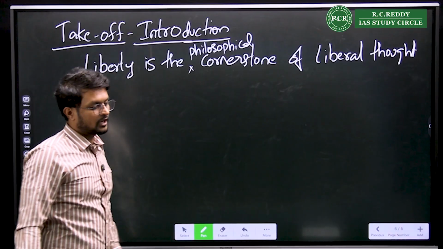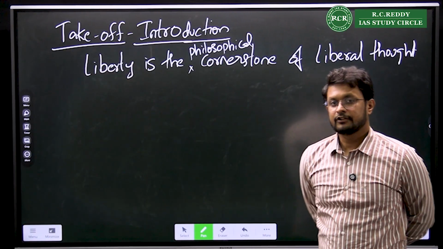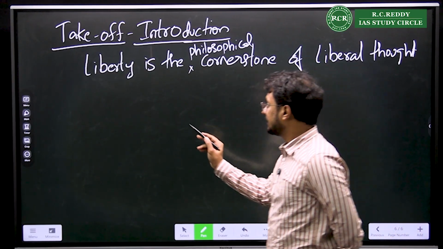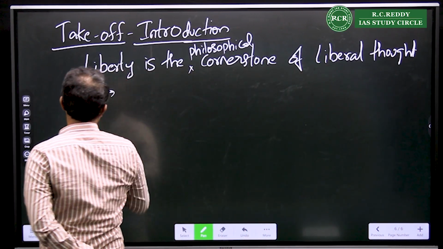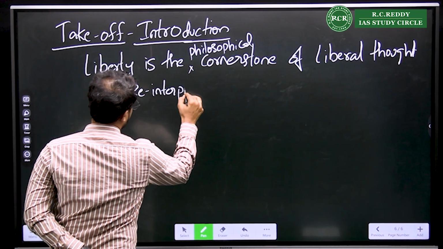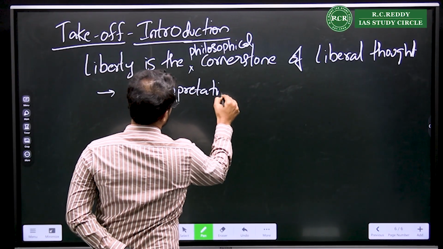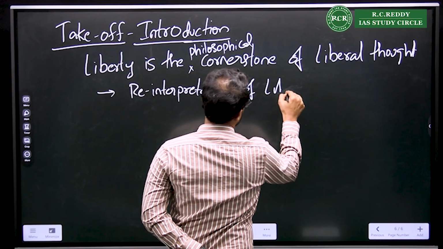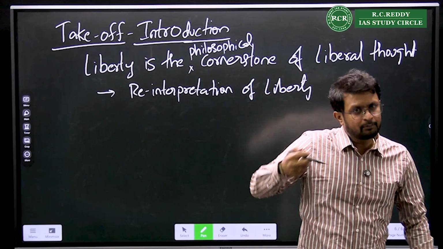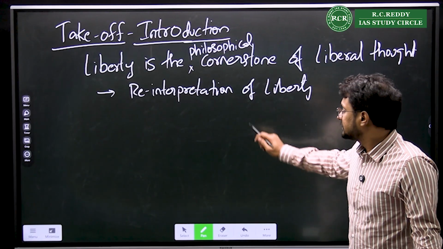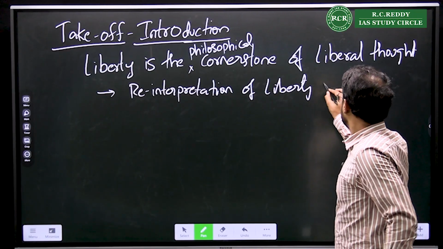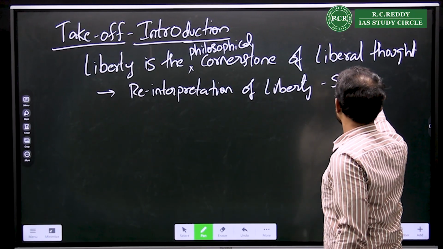The philosophical cornerstone of liberal thought, right? It's a philosophical cornerstone of liberal thought. And the different schools that have come up are nothing but a reinterpretation of liberty. So each of the schools that have developed in liberalism tend to focus on a reinterpretation of liberty in the given social and economic context.